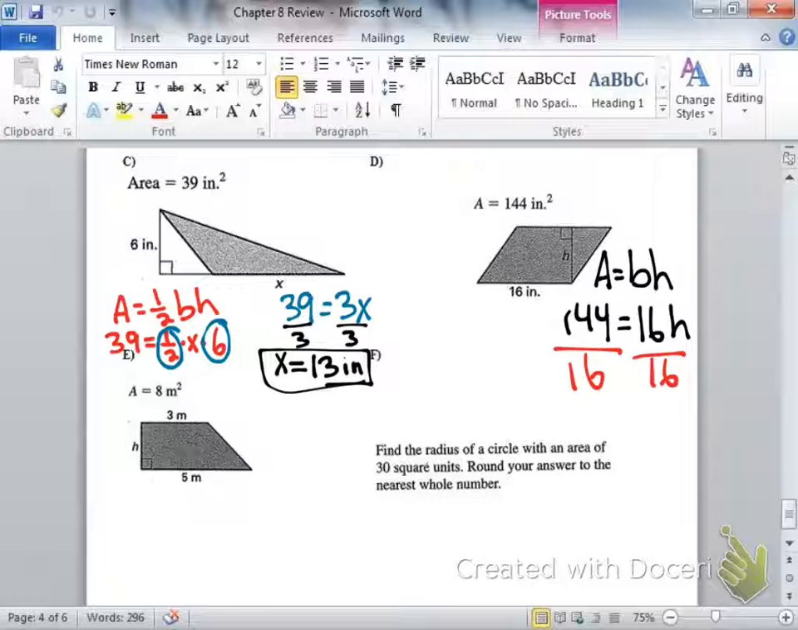Is that an R or a 1? Oh, that's a 1. It's kind of crooked. There you go. So 144 divided by 16 is 9. So here the height has to be 9. We're talking about inches, so 9 inches.